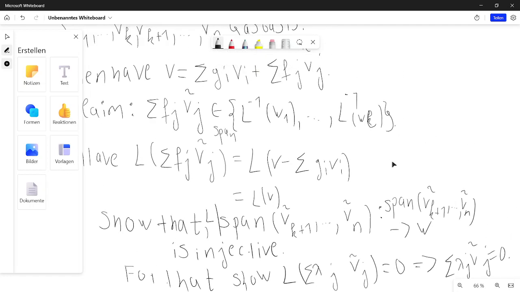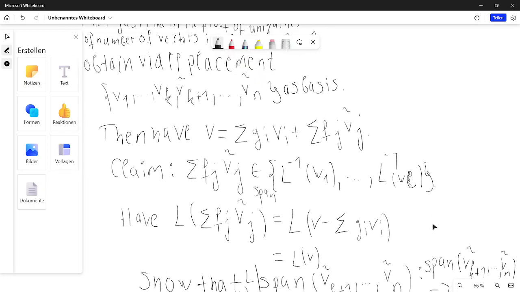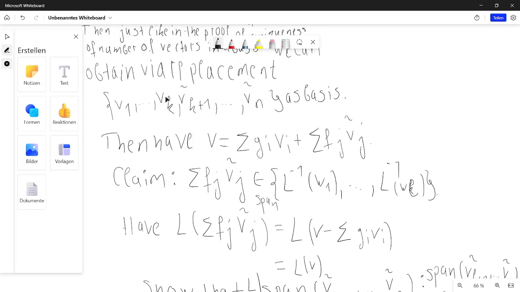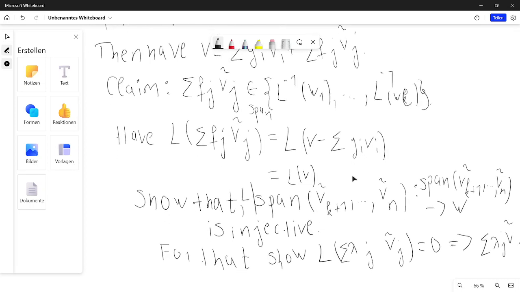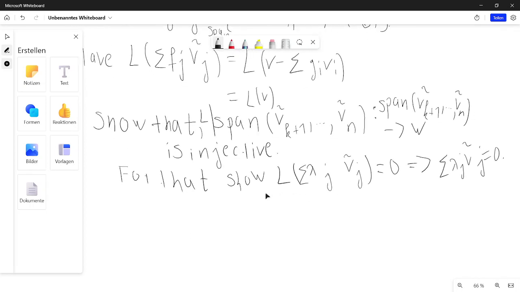Well, basically, it just follows by us having a basis of a kernel here. The rest certainly has nothing to do with the kernel, but now we show it rigorously.